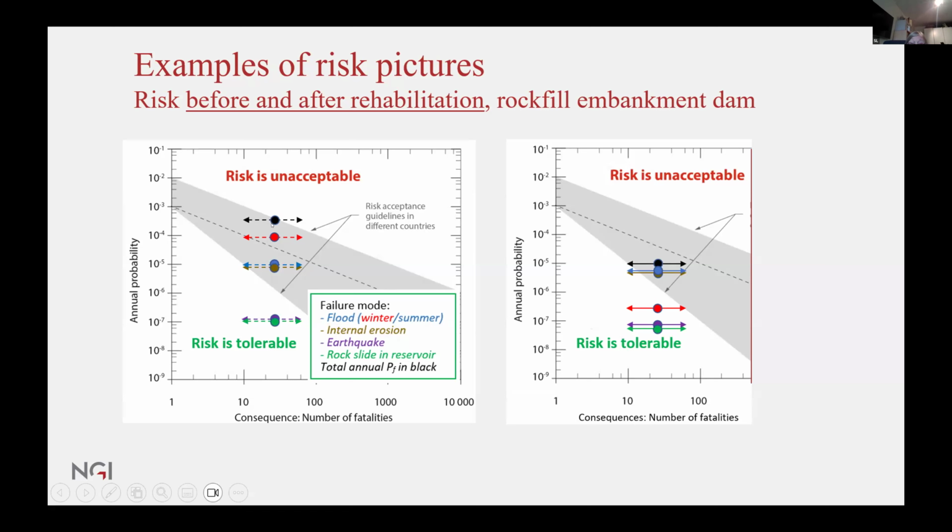So this analysis told us that this dam was not in a satisfactory condition. There was something pushing it in the area of unacceptable risk. The rehabilitation was done mainly for this mode of failure by increasing the spillway and preventing it from becoming blocked, because that's what had happened when we were doing the analysis.